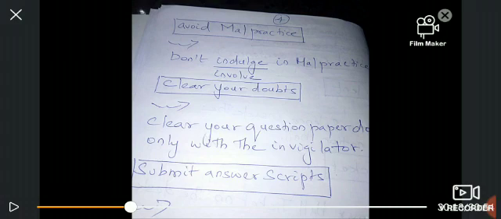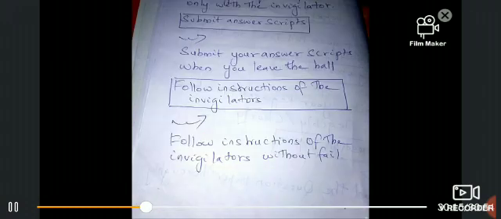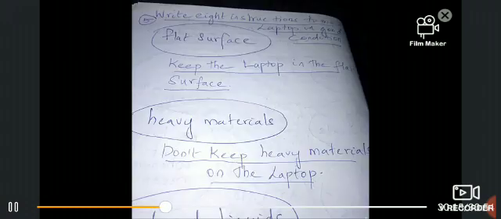And next is clear your doubts. So instead you can elaborate that. Clear your question paper doubts only with the invigilators, not with someone else who is sitting very close to you. You should not consult that with your friends. Last one is submit answer scripts. What are we going to write for that? Submit your answer scripts when you leave the hall. That is what you are going to write for the previous one, and this is how you are going to write for the first one.